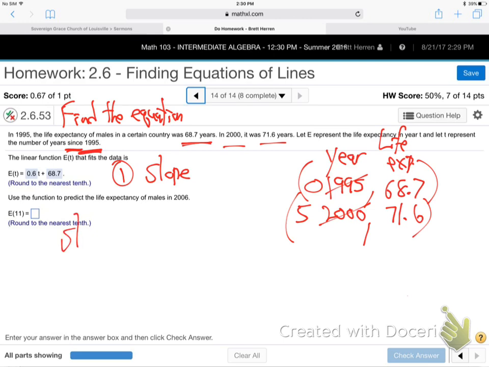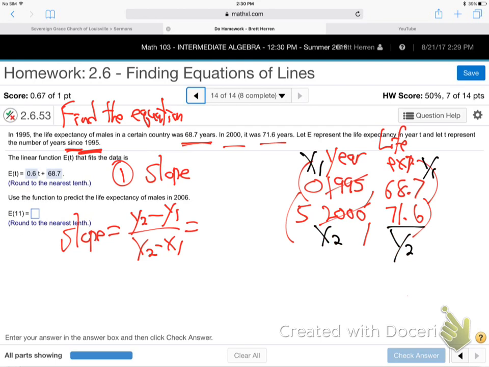Right? First thing you got to do is get your slope. How do you get your slope? y2 minus y1. Use the 4 numbers, right? They're giving me the 4 numbers. So I just go, come over here. This is x1, y1, x2, y2, right? So y2 minus y1, 71.6 minus 68.7 over x2 minus x1, 5 minus 0. Everybody see what I'm doing? I'm just going to do all the normal stuff when they give me the 4 numbers. First, find the slope.